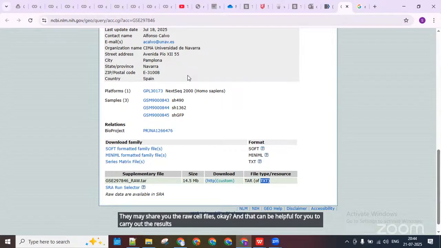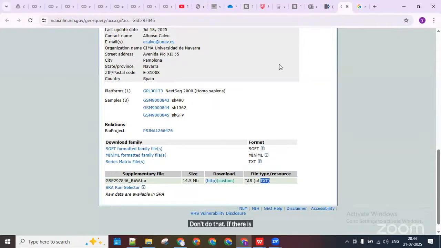Okay, and that can be helpful for you to carry out the results. But you should not randomly email them again and again whenever a CEL file is not present. Don't do that. If there is alternate data already available, then you should proceed with that data. It is a very rare case when we have to email these submitters. Okay, so that is just an option.